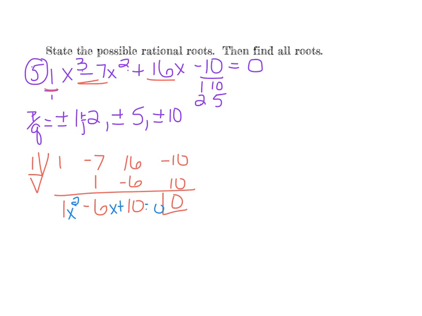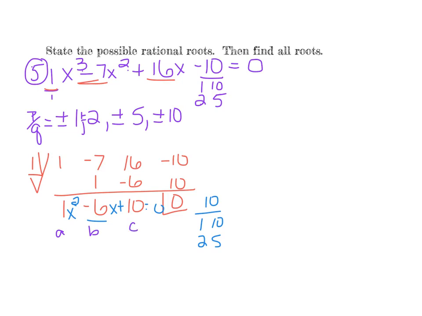And try to factor. 1 times 10 is 10. Factors of 10 are 1 and 10, 2 and 5. I'm looking for a -6. So am I going to get a -6? No. What that means is I'm going to have to remember my quadratic formula. All right. Let's go. We have A, B, and C here.